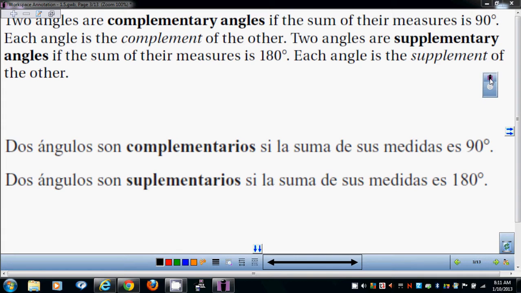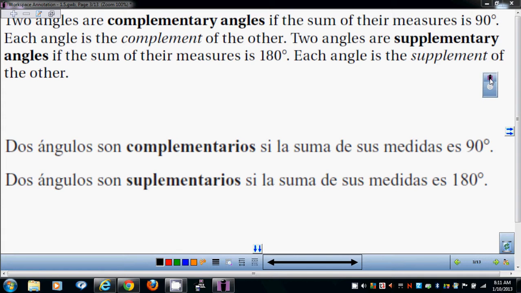Supplementary means they add to 180 degrees. Supplementary means they add to 180. So, now, remember how the other day I said bisect was a key word that'll tell you what to do with the problem? Well, so are supplementary and complementary. You're going to have problems where the only hint you're going to have on how to solve it is such and such are complementary. Well, you need to know then, complementary means that two things do what with each other?